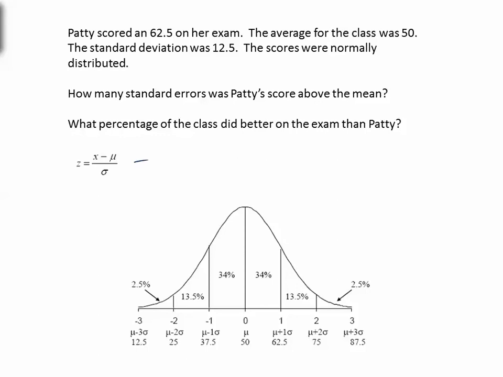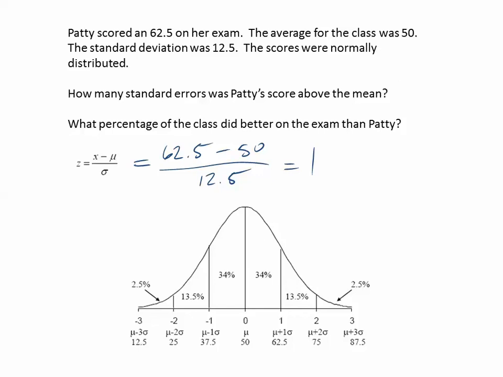So we would use this equation where her sample was 62.5. The mean for the class was 50. And the standard deviation for the class was 12.5. We can say in this case that Patty's score was 1 standard deviation, or 1 z-score, above the mean.